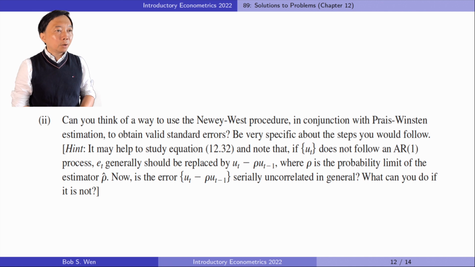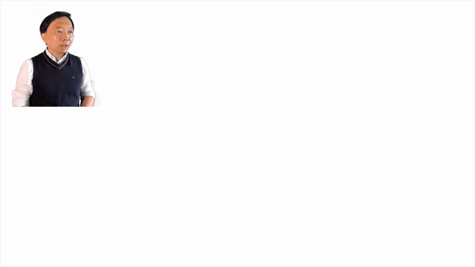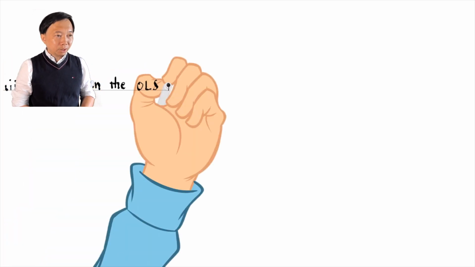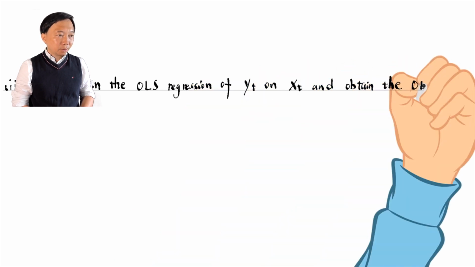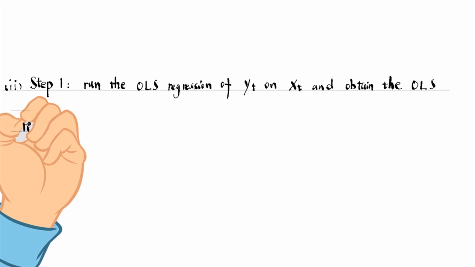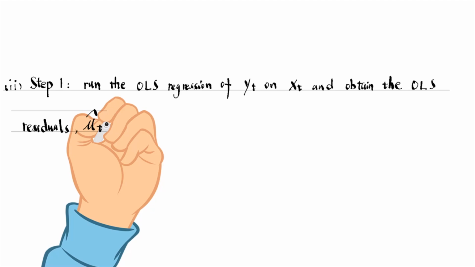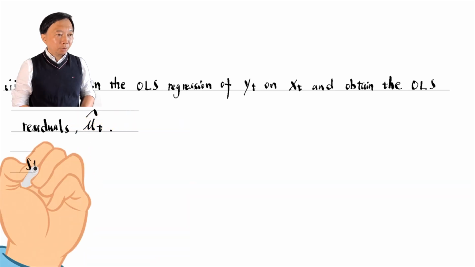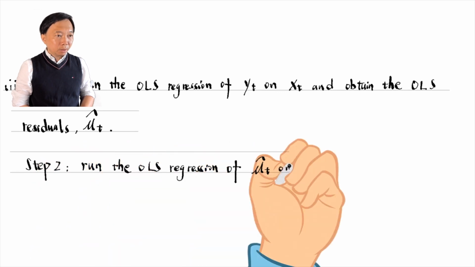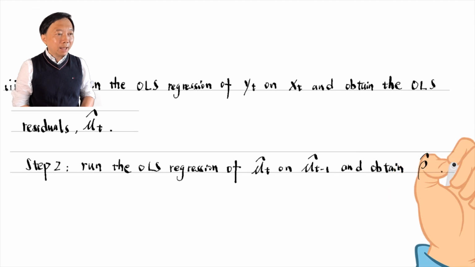In part 2, can you think of a way to use the Newey-West procedure in conjunction with Prais-Winsten estimation to obtain valid standard errors? Be very specific about the steps you would follow. The way to use the Newey-West procedure with Prais-Winsten estimation has 3 steps. In step 1, run the OLS regression of yt on xt and obtain the OLS residuals μt hat. In step 2, run the OLS regression of μt on μt-1 and obtain ρ hat.